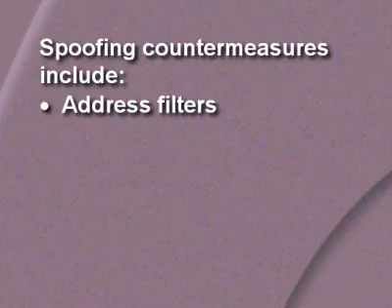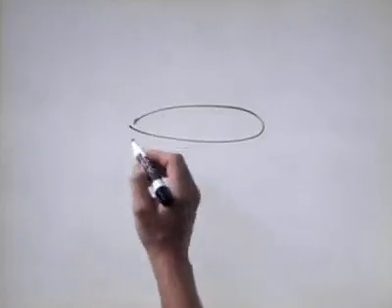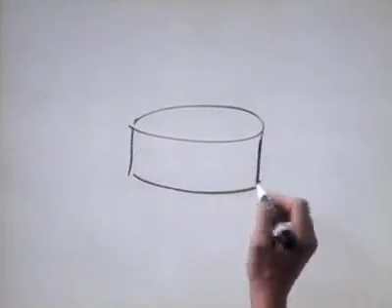There are countermeasures to packet spoofing, site spoofing, and person spoofing. Number one is address filters. This is where you will prevent spoofed packets from entering your network from outside your network. Let me draw you an example of what I mean by this. When you want to prevent spoofed packets from entering your network, you typically have a router or a firewall on the outside of your environment.